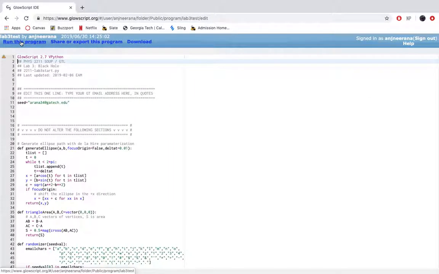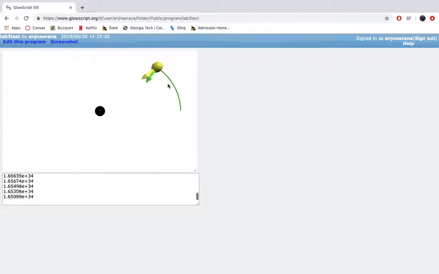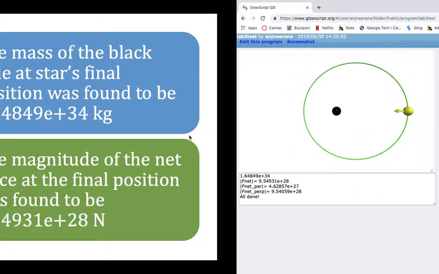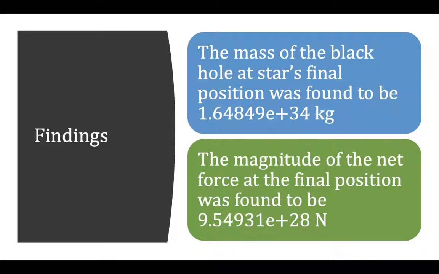After running the code and watching it orbit the black hole, as shown here, the mass of the black hole was found to be 1.64849 times 10 to the 34th power. The magnitude of the net force acting on the star at its final position was found to be 9.54931 times 10 to the 28th power.